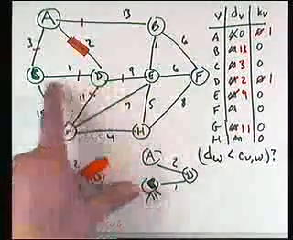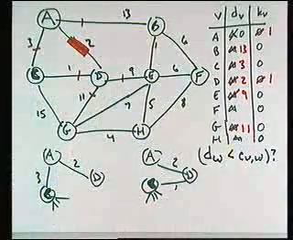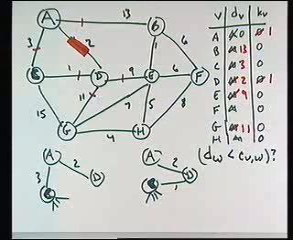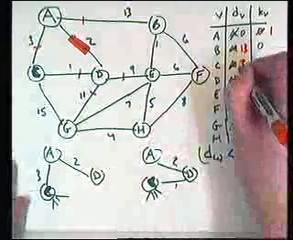I say, well, look, I've got an edge from D to C. If I'm going to connect the vertex C, I could connect it to D instead of to A. Which means what I could have done is updated this to 1.